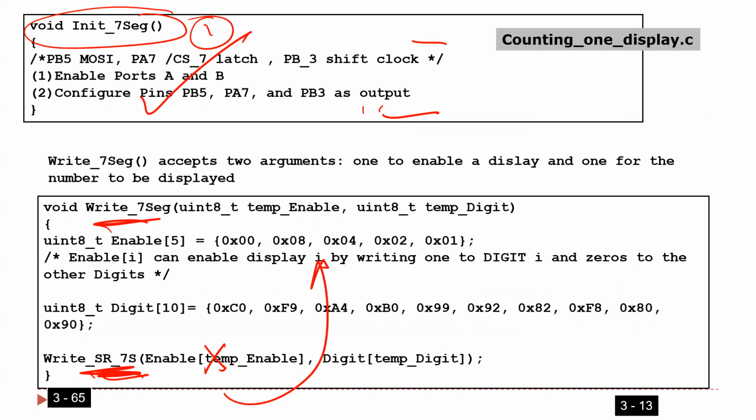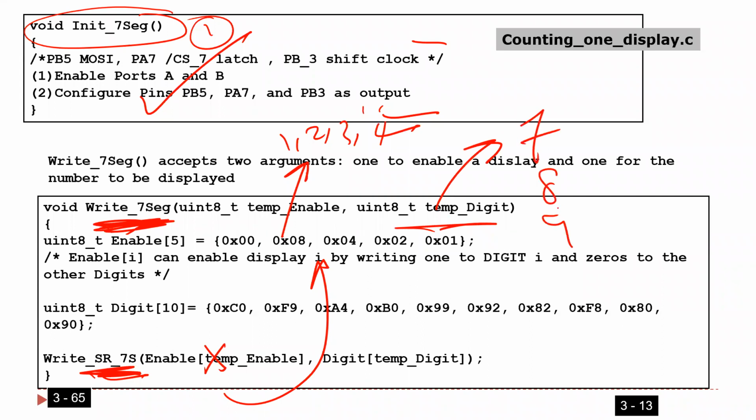Number 2, every time you want to display something, it's very simple. Just call this function, and tell me which display you want to use, 1 or 2 or 3 or 4, and which number you want to display, 7 or 8 or 9, whatever. That's it. Now I'm going to show a couple of programs.